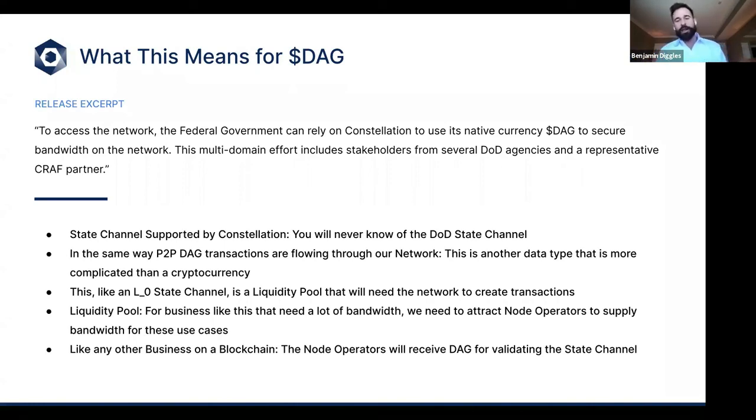Like any other business on a blockchain, the node operators will receive DAG for validating the state channel. And it's not going to be a one-trick pony. What I mean by that is the DoD is going to have more than one state channel.